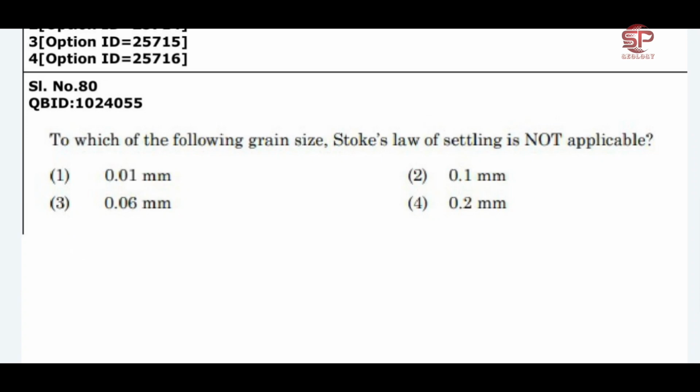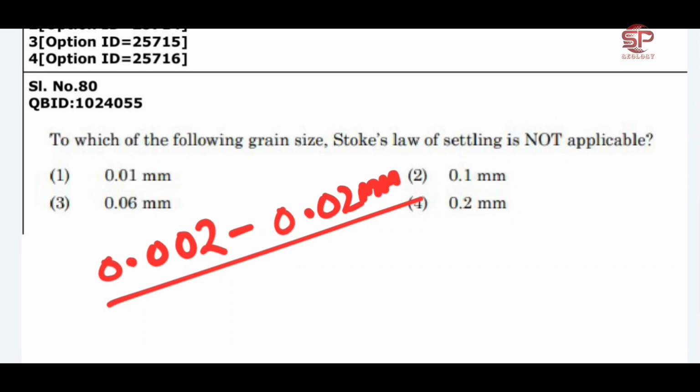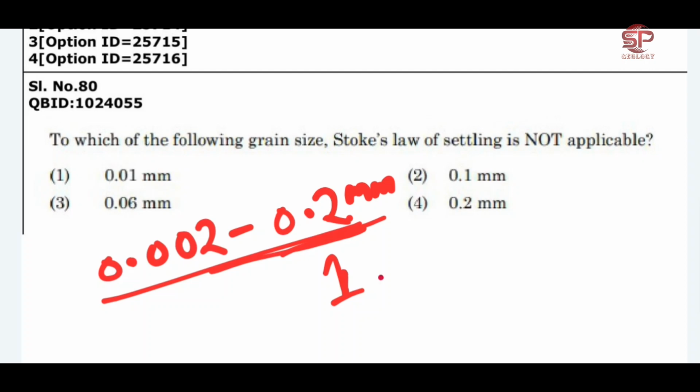For which of the following grain sizes is Stokes law of settling not applicable? Stokes law is applicable up to a grain size between 0.002 to 0.2 mm. Up to this much grain size and up to a Reynolds number of 1, Stokes law is applicable. So the grain size to which Stokes law of settling is not applicable will be 0.2 mm.